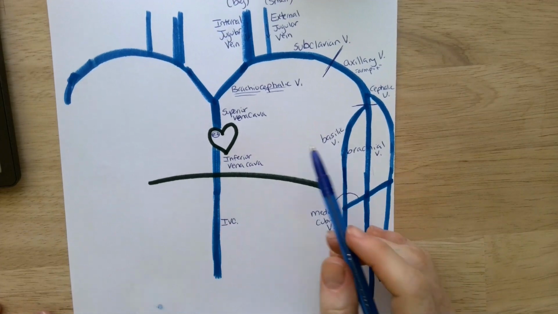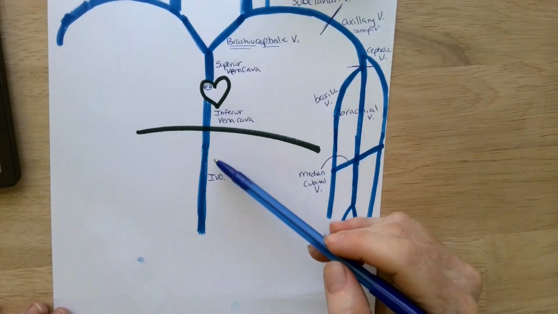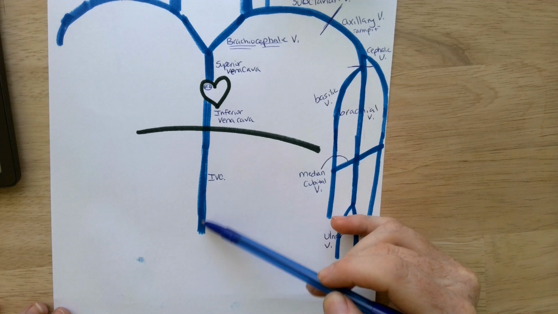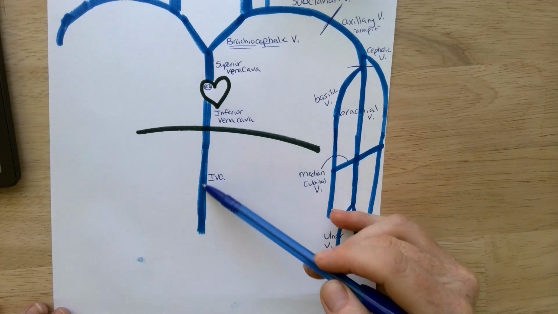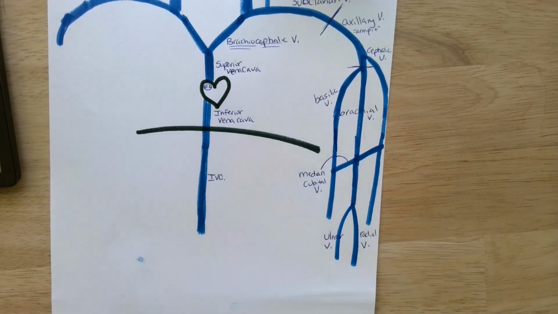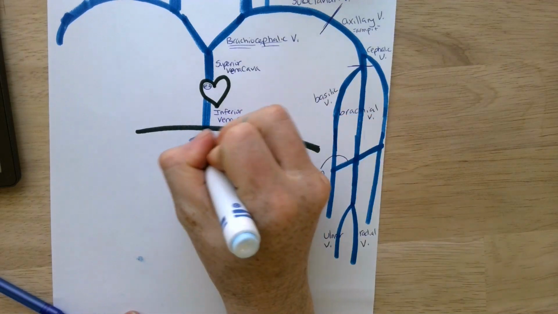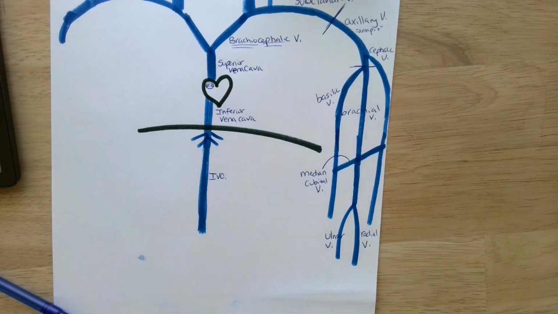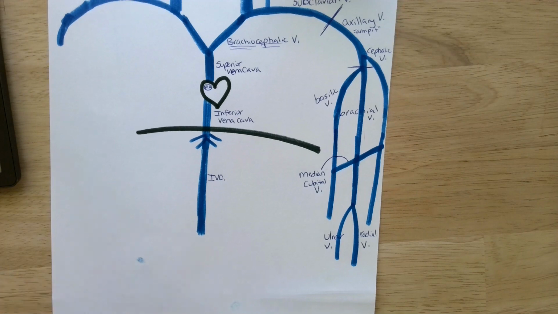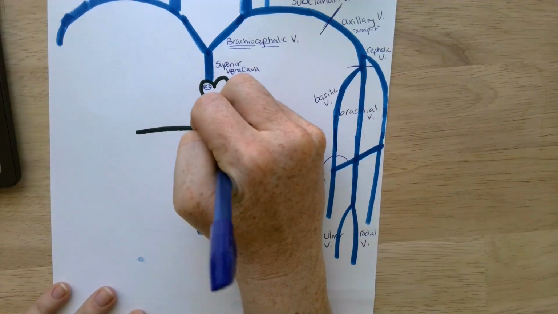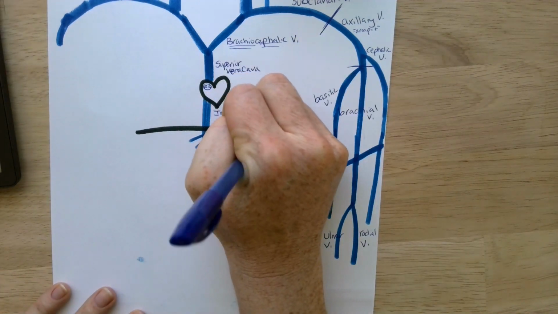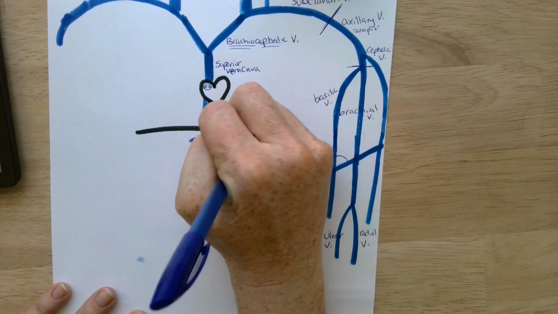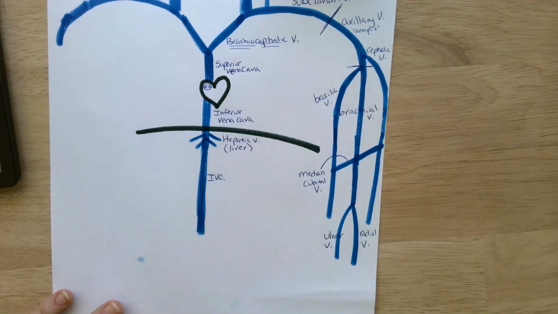Okay, so now let's go and talk about branches of the inferior vena cava. Remember that it's called the inferior vena cava that whole way along, the whole distance across. The very first major branches of the inferior vena cava are going to be called the hepatic veins, and there's a couple of them. Okay, so here we have the hepatic veins, and they're going to go to the liver, or actually drain from the liver. I'll keep messing that up.